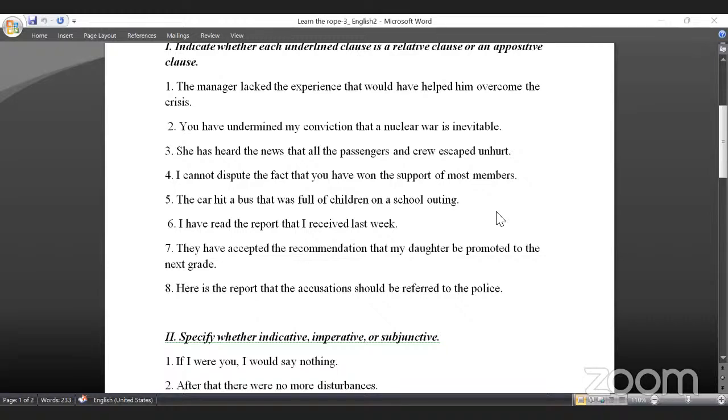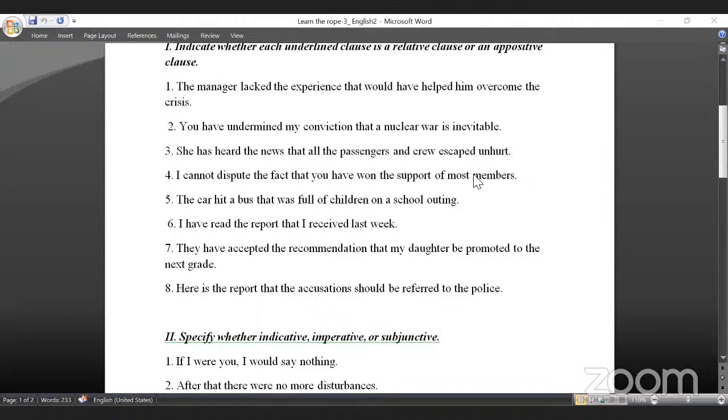Now, fifth one: the car hit a bus that was full of children on a school outing. The car hit a bus and was full of... relative clause. Maitreyi, you can go ahead. The car hit a bus and was full of children on a school outing, and means "that" was replaced by "and." The car hit a bus and was full of children on a school outing.